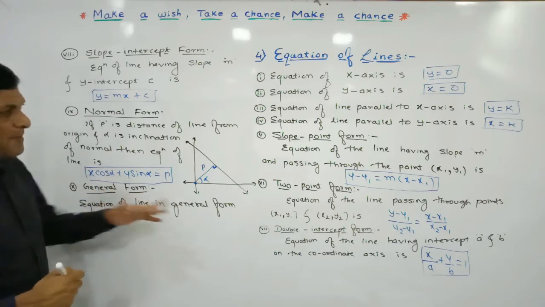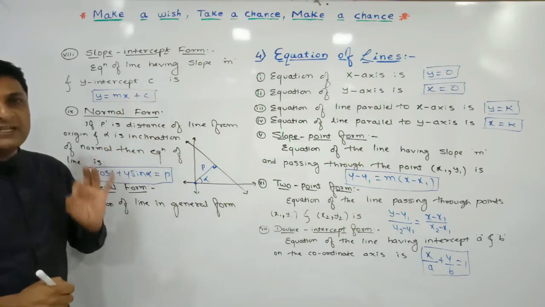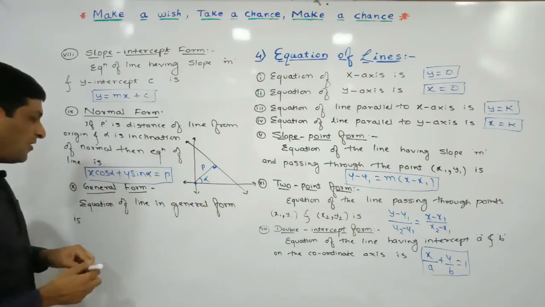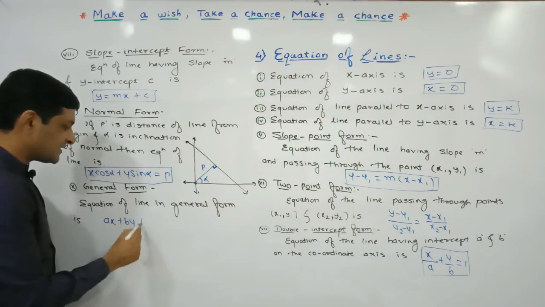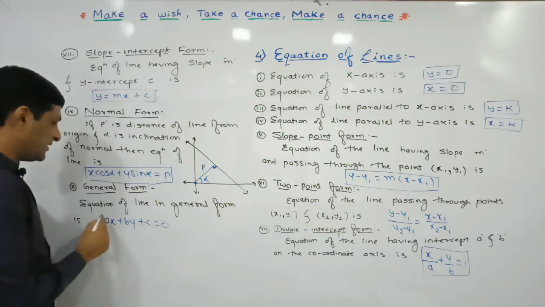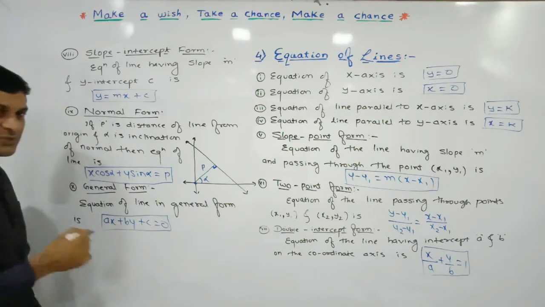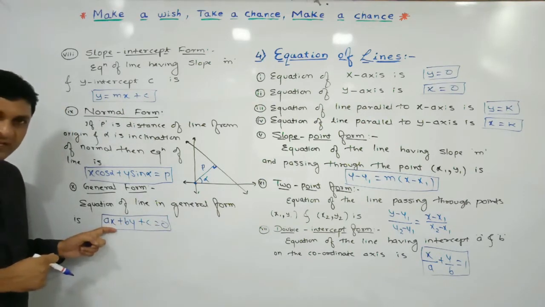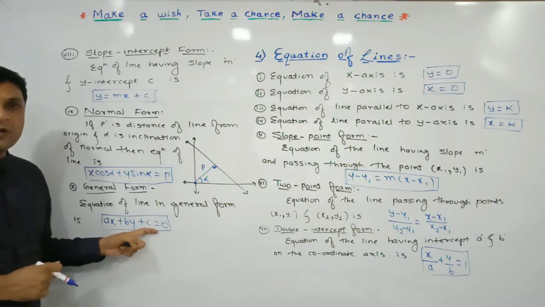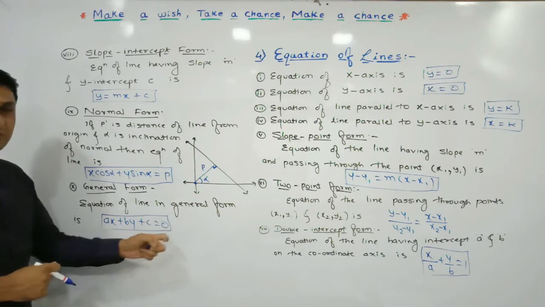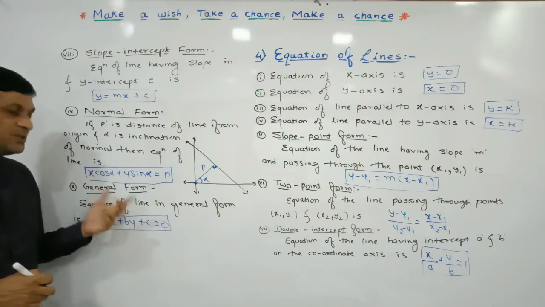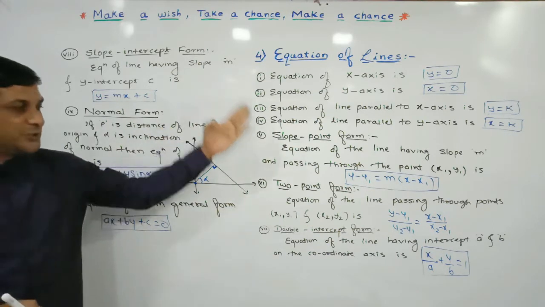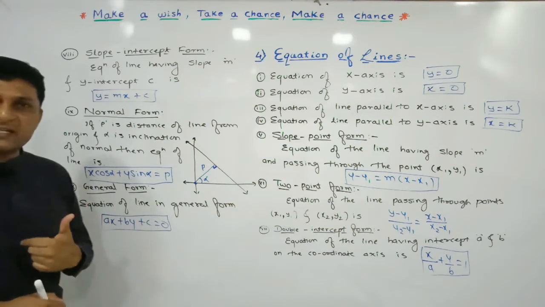And lastly, applying any formula, finally the equation is in the form of ax plus by plus c is equal to 0. Whenever we are writing the equation of a line in standard form, first we write the term of x, then the term of y, then the constant term. And if we are writing the equation in this form, then such representation is called the equation of line in general form.